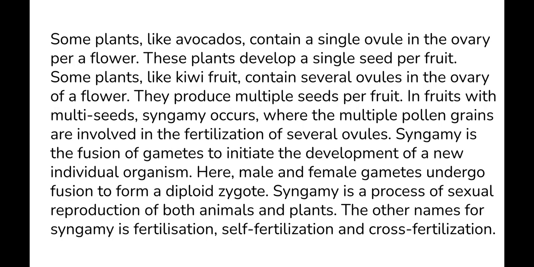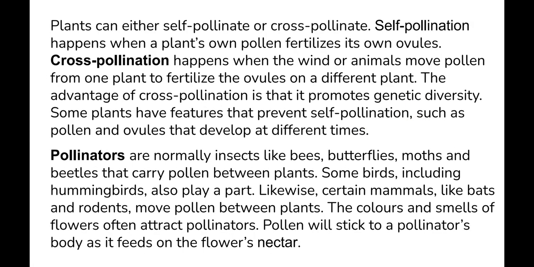Syngamy is the same as fertilization, including self-fertilization and cross-fertilization. As is quite obvious, plants can be self-pollinated or cross-pollinated. Self-pollination happens when a plant's own pollen fertilizes its own ovules. Cross-pollination happens when the wind and animals move pollen from one plant to another to fertilize the ovules on different plants.